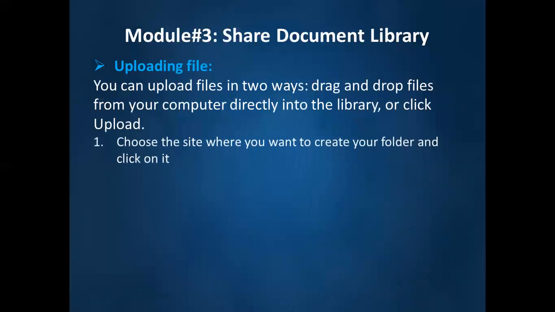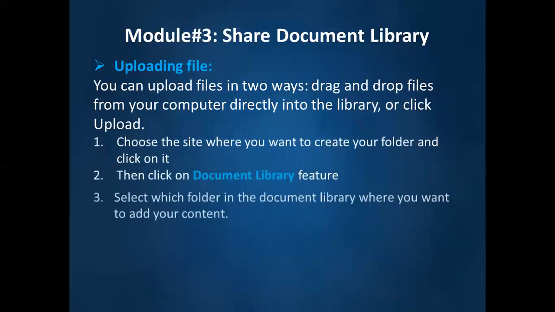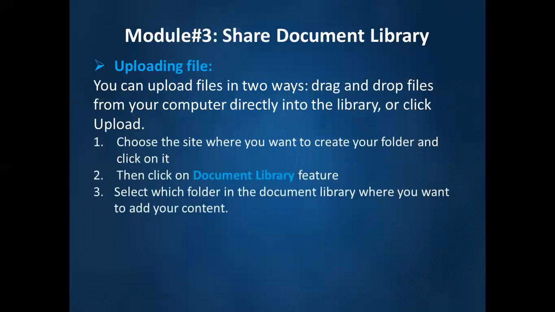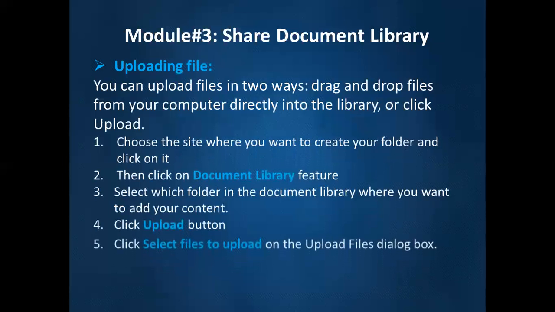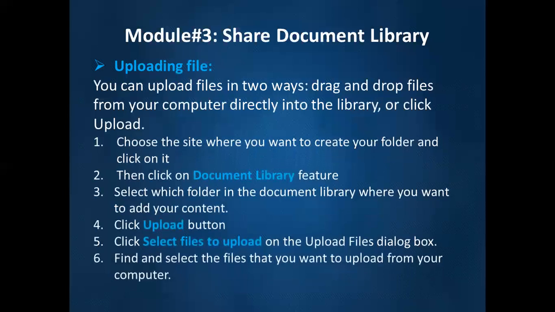Choose the site where you want to create your folder and click on it. Then click on the Document Library feature. Select which folder in the document library you want to add your content to. Click the Upload button. Click Select Files to upload on the Upload Files dialog box. Find and select the files that you want to upload from your computer.